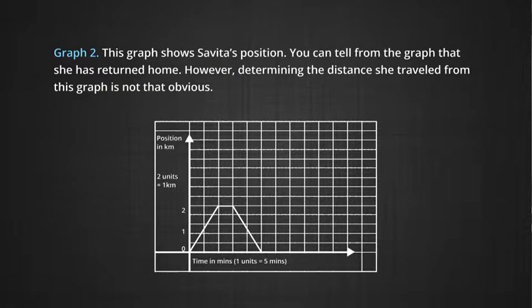Now, let us look at the second graph. The second graph is a position time graph. Notice in this one again, the x and the y axis seem to be the same. Starting from 0, 0, she moves along and reaches a position of 2 kilometers in 10 minutes time duration. 5 minutes she spent in school, and then she goes back home to pick up her physics copy.